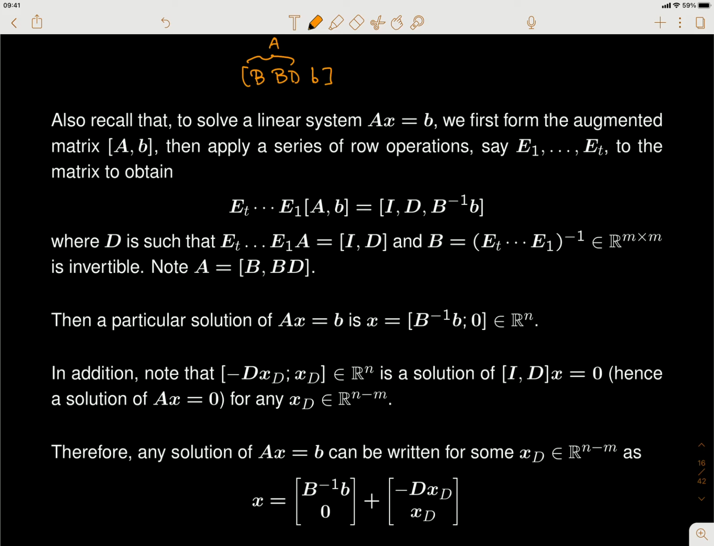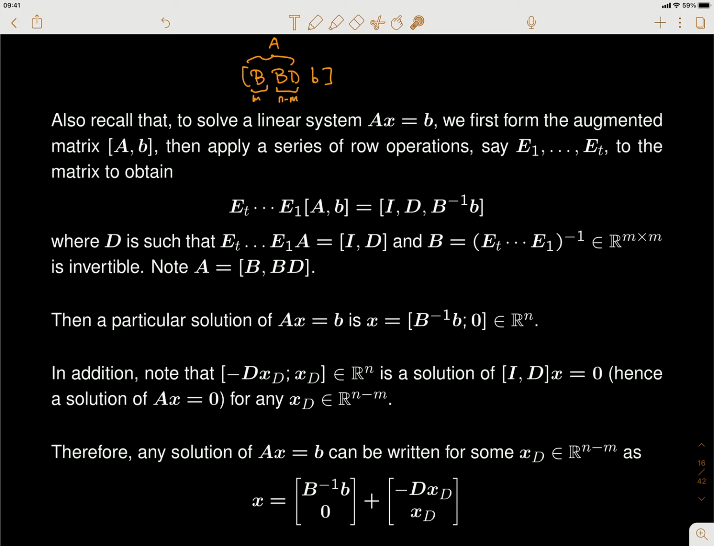So if it's invertible, then I can rewrite every other column here. These are m columns, these are n minus m columns. I can write each of these columns as a linear combination of the columns here, and the coefficients will be given by this D matrix. So anyway, I can rewrite this A as B and BD. Together they are n columns, and this is a single column. We put the B here.